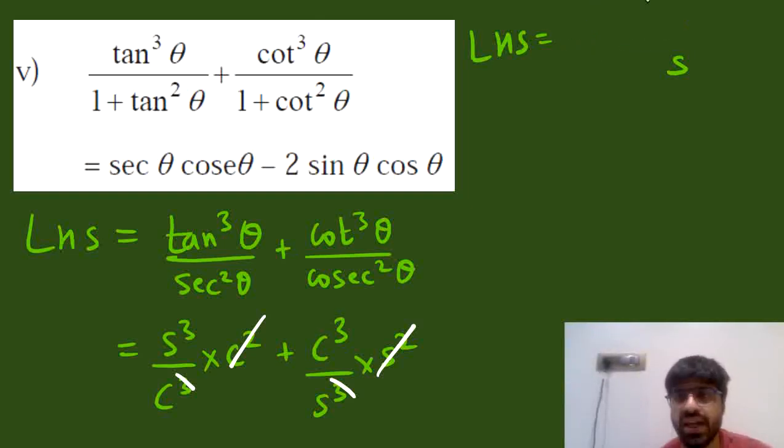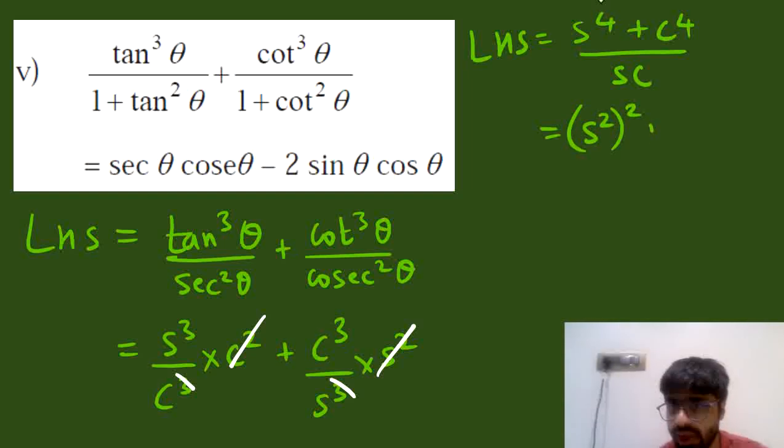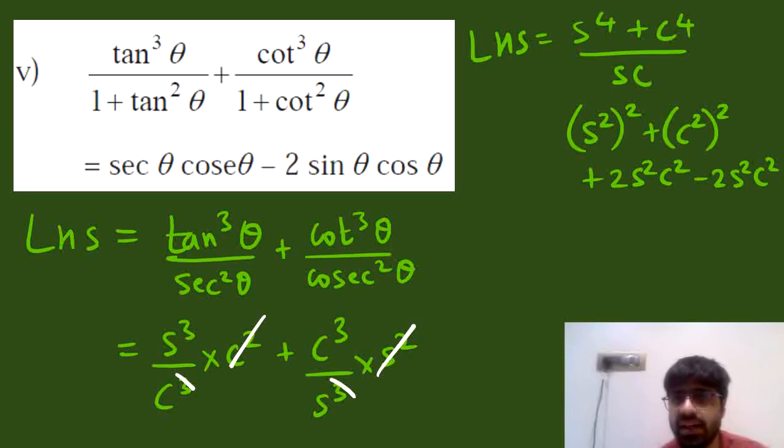So we will cross multiply, and that is how we will add up the two terms. So we are going to have sine power 4 theta plus cos power 4 theta divided by sine theta cos theta. Now sine power 4 theta plus cos power 4 theta, we can write it as sine square theta the whole square plus cos square theta the whole square plus 2 sine square theta cos square theta minus 2 sine square theta cos square theta. This entirely is going to be a numerator, divided by sine theta cos theta.